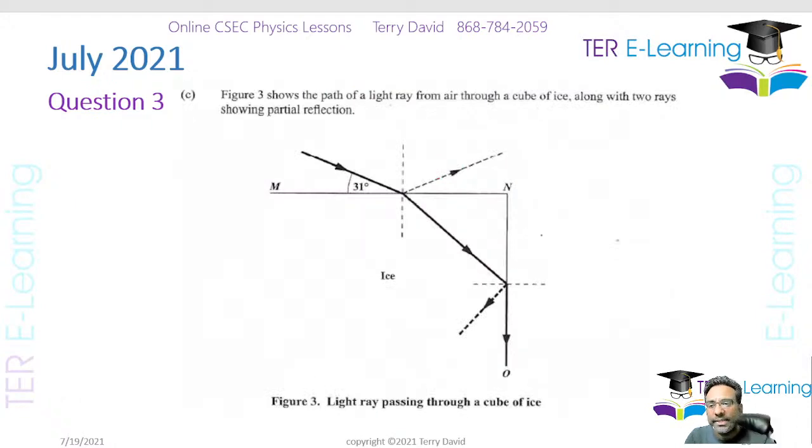Now, this particular one here, they have figure 3, which shows the path of a light ray from air through a cube of ice. So we have air up here, so let us make sure we know this is air and this is ice here.